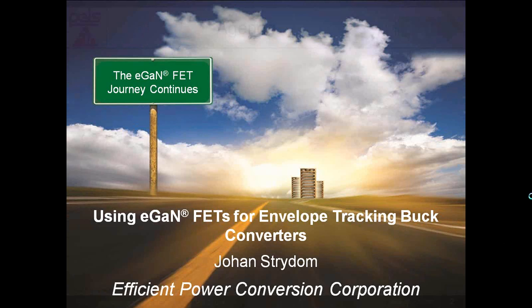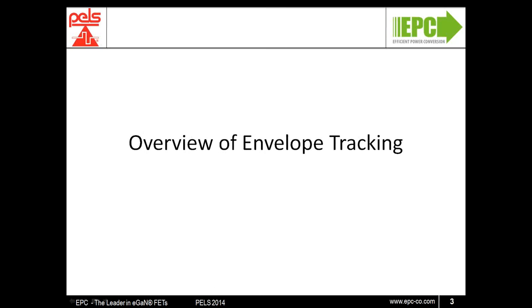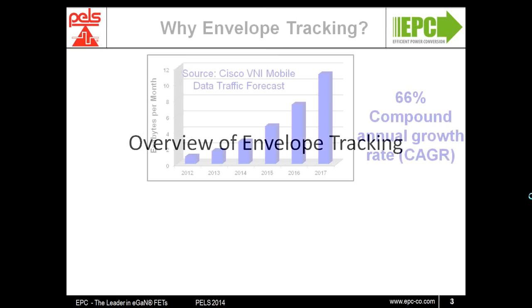We will then look at some experimental results that we've achieved with these devices, and finally we'll look at some of the limitations that have come out of the testing to show actually where we're heading and what we need to do to progress further. We'll end it with a summary, and we'll have some time for questions and answers. So let's first start with the overview for envelope tracking.